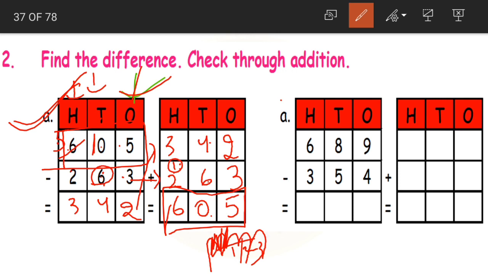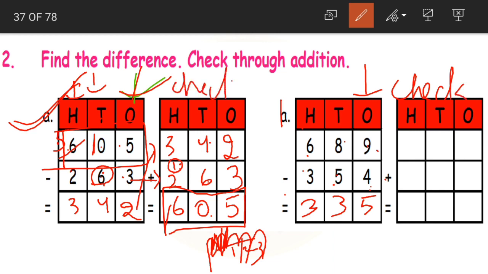Moving on to next question. Question number B. 689 minus 354. Starting from the ones place. 9 minus 4, 5. 8 minus 5, 3. 6 minus 3 is also equal to 3. Okay, children? Now how to check? This is our checking part. First write the difference 335 and then add the smaller number 354.